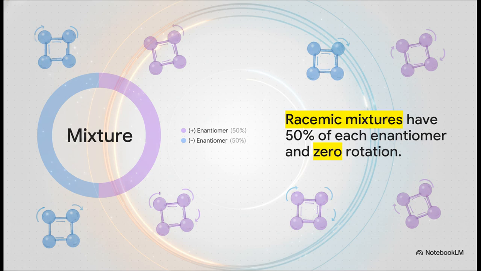You've got one pulling the light clockwise and the other pulling it anti-clockwise with the exact same force. The results? They totally cancel each other out. Even though the mixture is completely packed with these optically active molecules, the racemic mixture as a whole does not rotate plane-polarized light at all. Zero overall optical activity. It is a perfect chemical stalemate.